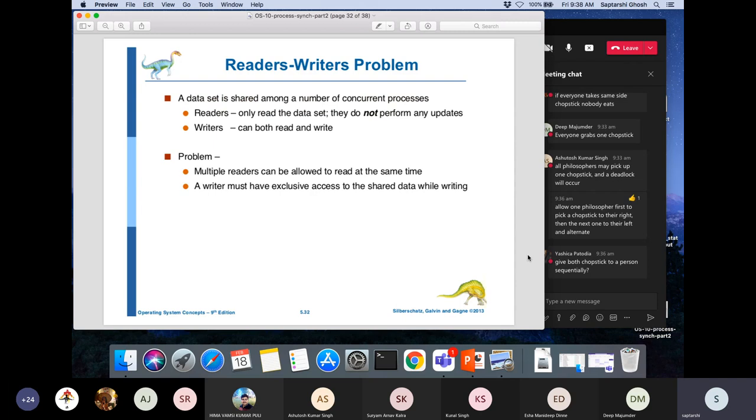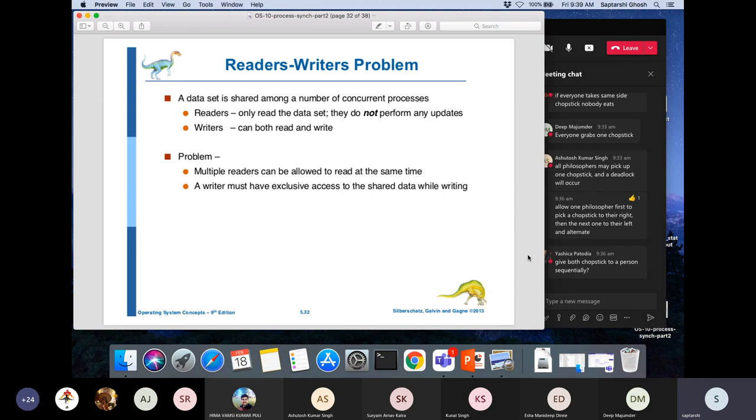Let us move on to the last problem that we will discuss, the last classical problem, the readers-writers problem. You can think of this as a generalized version of the producer-consumer problem that we discussed, but it is a bit more complicated. So let's see. A dataset is shared among a number of concurrent processes, and there are two types of processes, readers and writers.